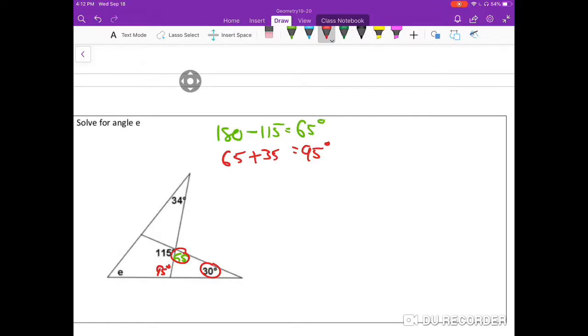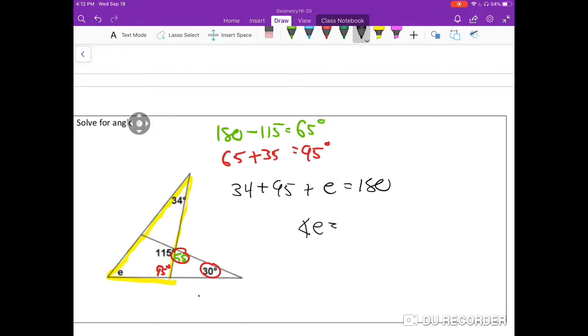And then the last part I'm going to do is look at this gigantic triangle, and I have angle E, 34, and 95. So I can actually set that up in my equation from the last video as 34 plus 95 plus E equals 180, and I can solve from here. Right? And if you go through this process, the algebra, I'm going to skip the algebra here to try to shorten up the video for you. Angle E should be 51 degrees.